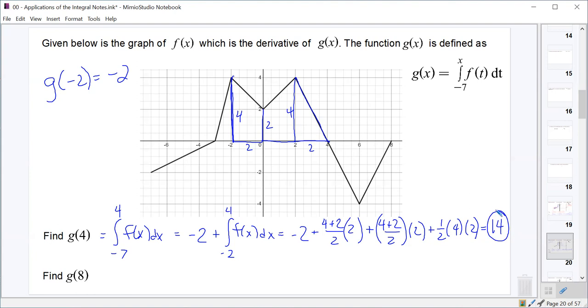To find g of 8, we're just going to call that an integral from -7 to 8 of f of x dx.